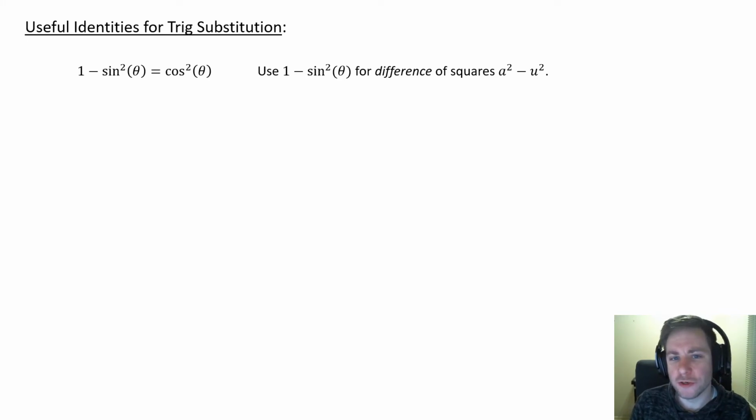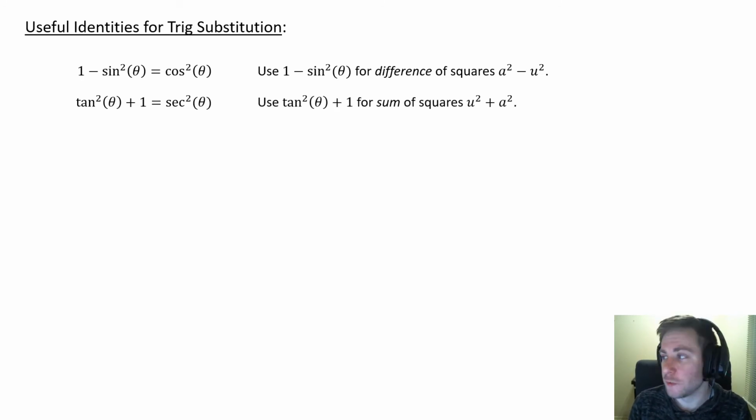But then you might wonder, what if we had a sum of squares instead? That would actually be no problem because there's a similar trig identity that does resemble a sum of squares. So you might use this one, for example, if you saw an x squared plus 1 in your integral, or more generally, any sum of squares of the form u squared plus a squared.